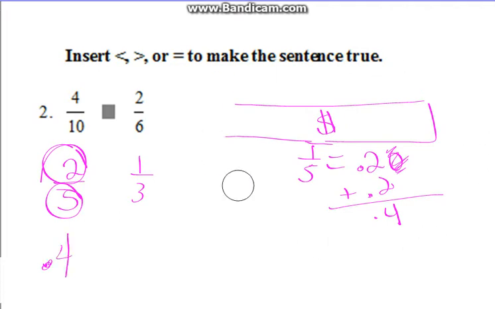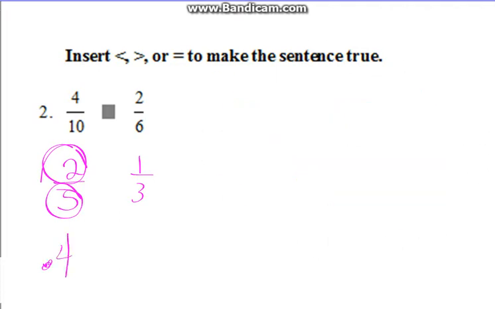Okay? So that's covered. Now let's look at our 1/3. 1/3, we know, we've done this enough, it is 0.333 repeating. So I'm going to just simplify that to 0.3.